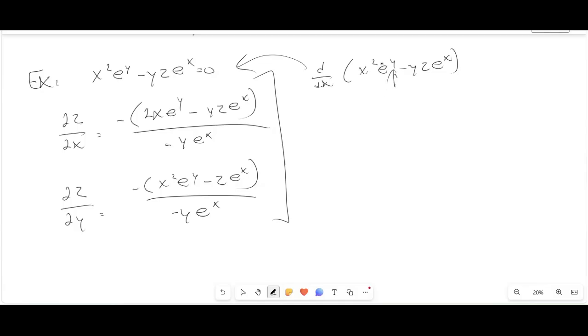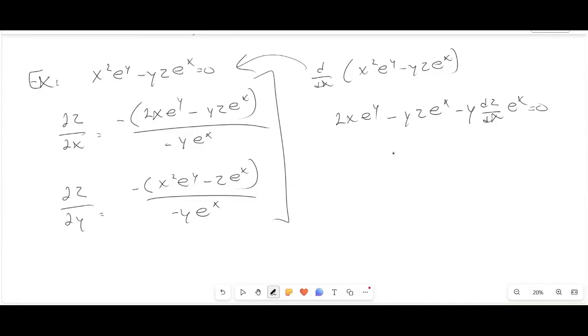Y is a constant, so when the d by dx hits y, nothing happens. That's treated as a constant. But in this context, z is not a constant. We are assuming that z has a non-zero derivative with respect to x, so we need to differentiate that as well. So when that d by dx comes in here, I get a 2x e to the y, right? This is just a constant right here. But then at the second part over here, I've got to use the product rule. So there's one term, which is just yz e to the x when I differentiate the e to the x. But there's also the term that arises from differentiating z.